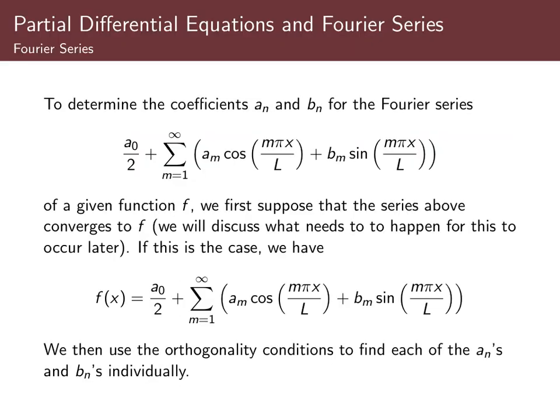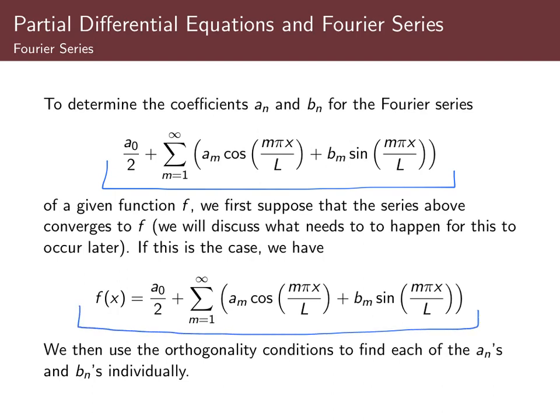To determine the coefficients a(n) and b(n) for this Fourier series of a given function f, we first, as a backwards way of logically going through this, suppose that the series above actually converges to f, and we'll discuss in a subsequent lecture what's necessary for that to actually be true. If this is the case, then f can be represented as this series. And what we're going to do is use the orthogonality conditions of these Fourier basis functions to find each of the a(n)s and b(n)s individually.